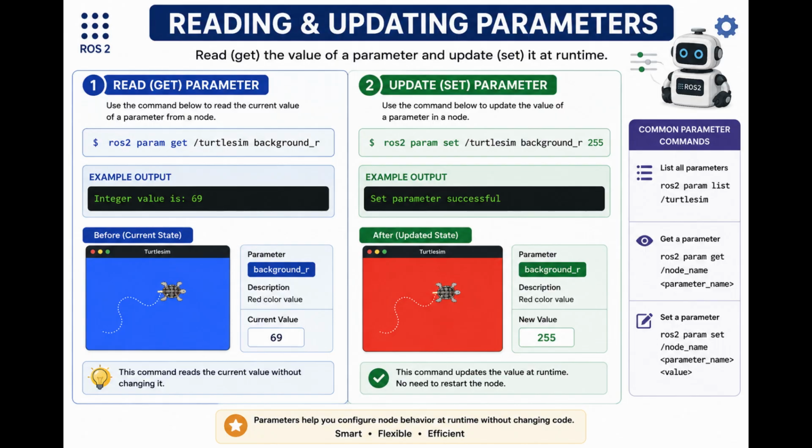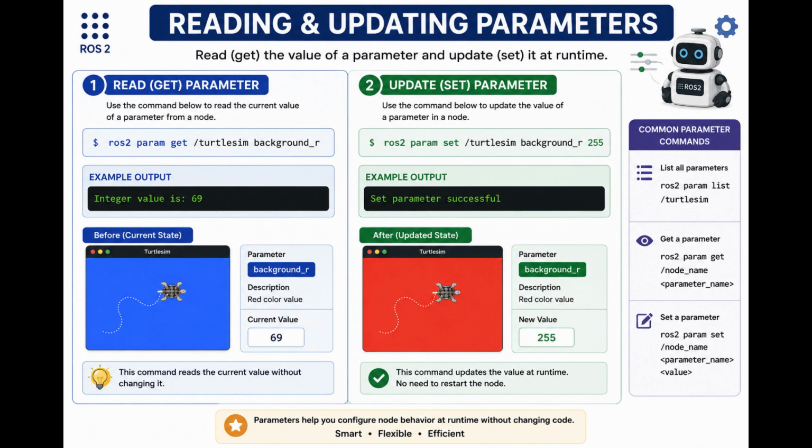Now let's say we want to change this value. We can use ros2 param set /turtlesim background_r 255. In this command, we're setting the red color value to 255, which is the maximum value in the RGB color system.